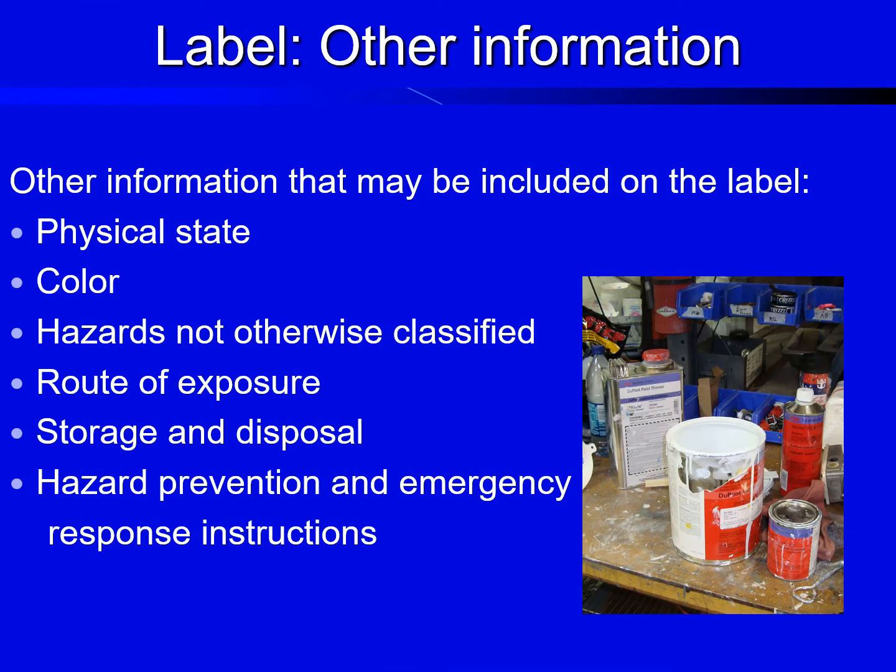Label other information. Other information that may be included on a label consists of physical state, color, hazards not otherwise classified, route of exposure, storage and disposal, hazard prevention and emergency response instructions.